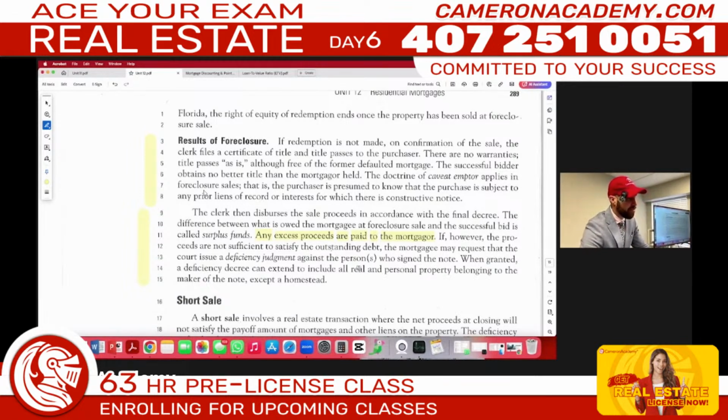What if the property is sold for less than what you owe? You owed $300,000, but they sold it at auction for $200,000 because that's all they can get. The lender might take you to court and try to get a deficiency judgment against you. Deficiency, the difference. So they're trying to file a lawsuit against you for the remaining $100,000 that they think you owe to them. And that's a debt that's going to follow you wherever you go.